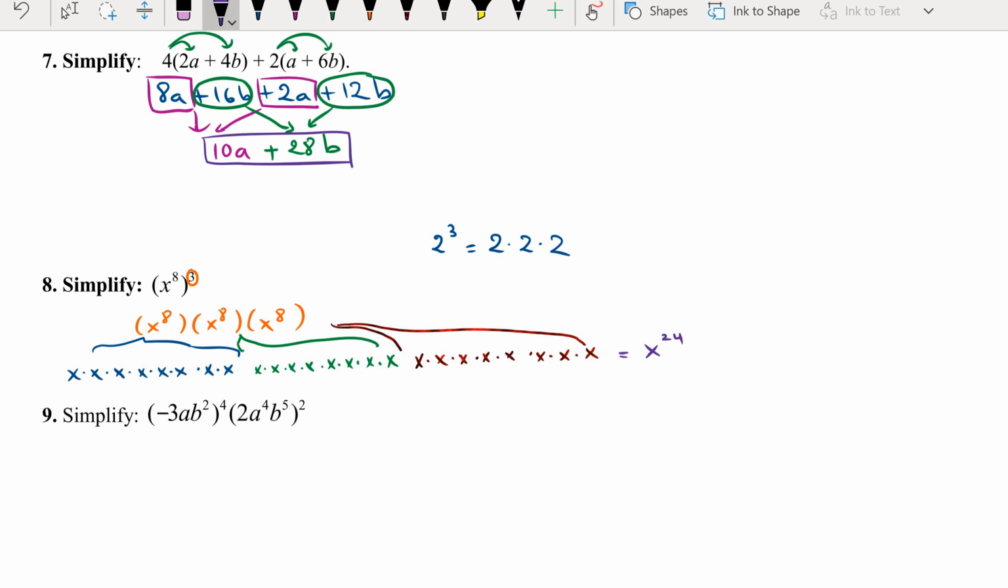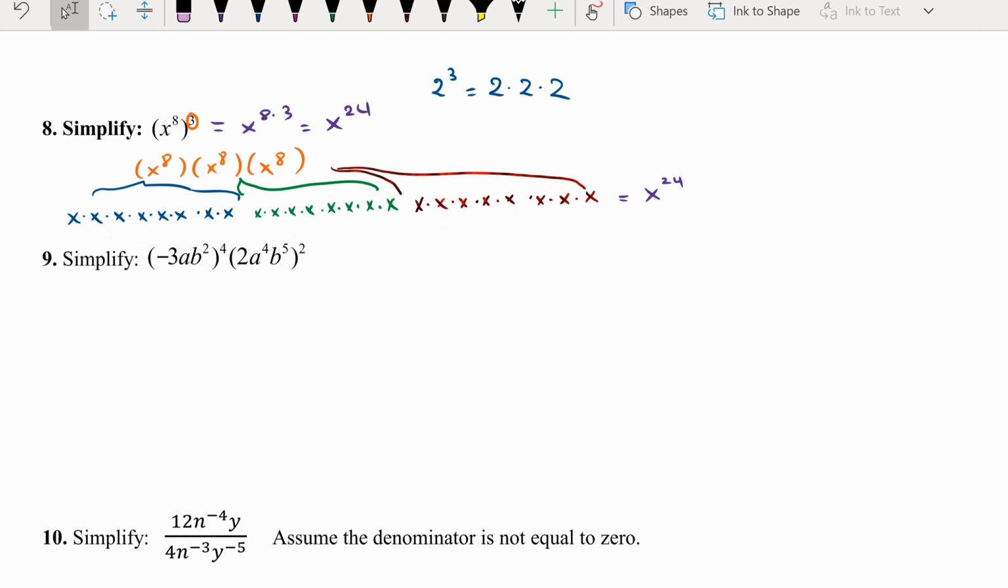The easy way to do this, you just need to do 8 times 3, which is x to the 24. So that's the shortcut. Power to the power of a power, you're going to multiply the powers together. That's it for problem 8.